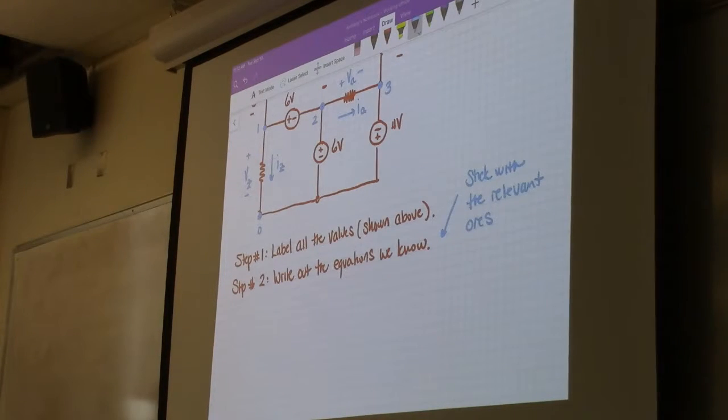I'm going to say let's write out the equations that we know. The reason why I put this little note with stick with the relevant ones is because this is a big circuit and there's really only a small part of it that we're concerned with. So, as we get into more advanced problems, you want to try to be a little bit more efficient when you can and not just write out a whole bunch of junk. So let's start off by writing out a couple equations, and then we'll go from there. Since we're trying to solve for a voltage, and this rule doesn't always apply, but sometimes you do need KCL to solve for voltages.